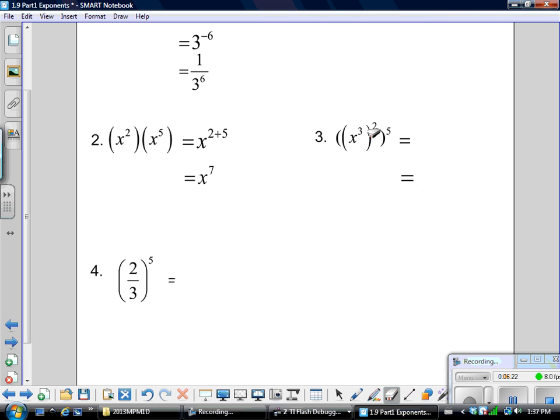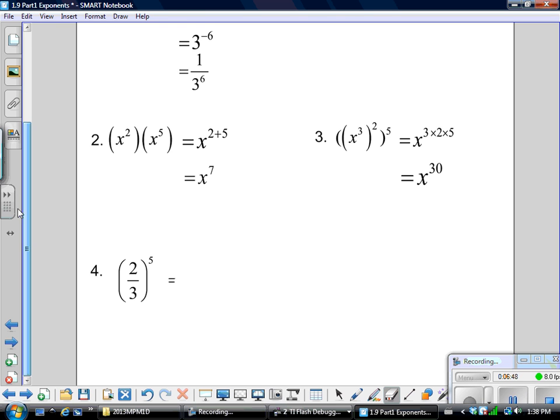Now this one is a power to a power to a power. Okay, so if you notice, it looks kind of crazy to your brain, but all it's doing is power to a power to a power. Well, what do you do with a power to a power? Well, you're supposed to multiply. So all we're going to do is 3 times 2 times 5. Okay, that's all that one is. So 3 times 2 is 6, 6 times 5 is 30. And so there's my final answer.